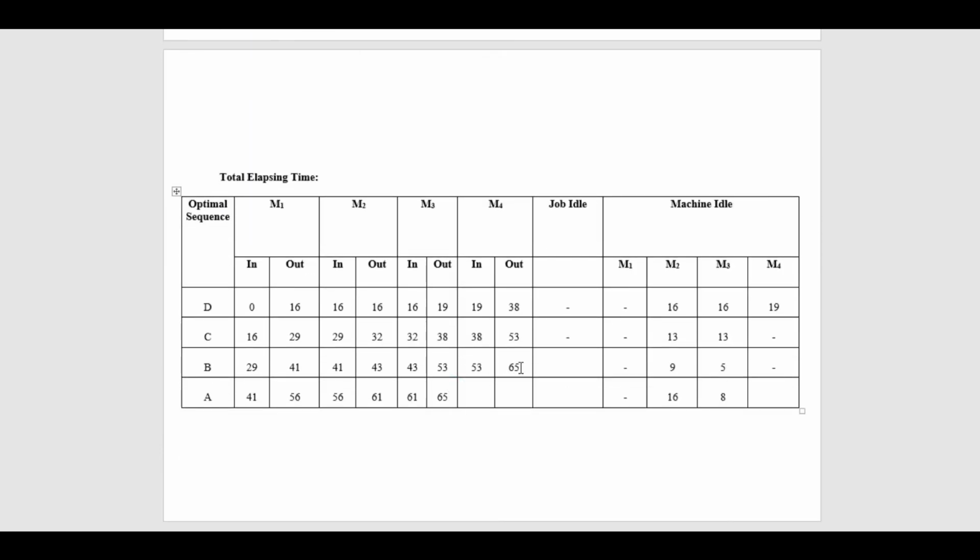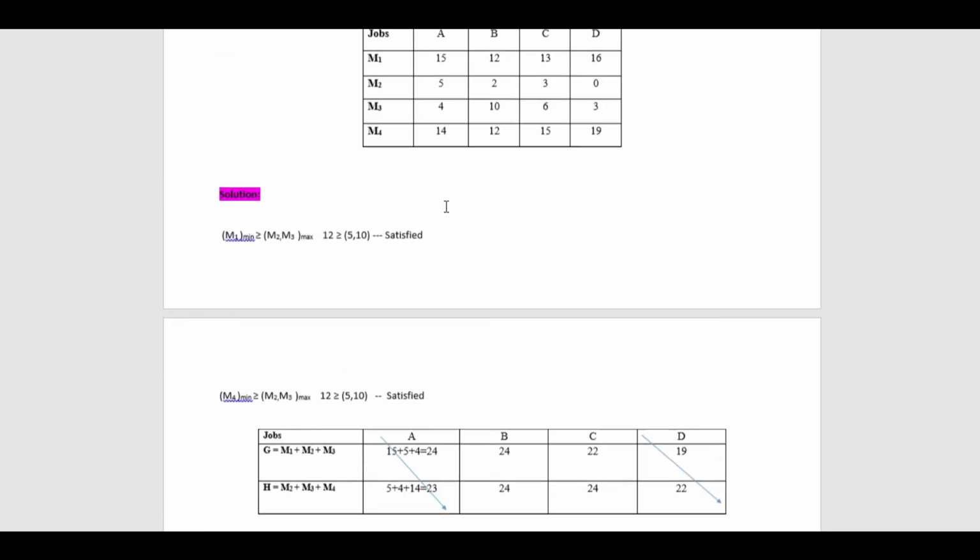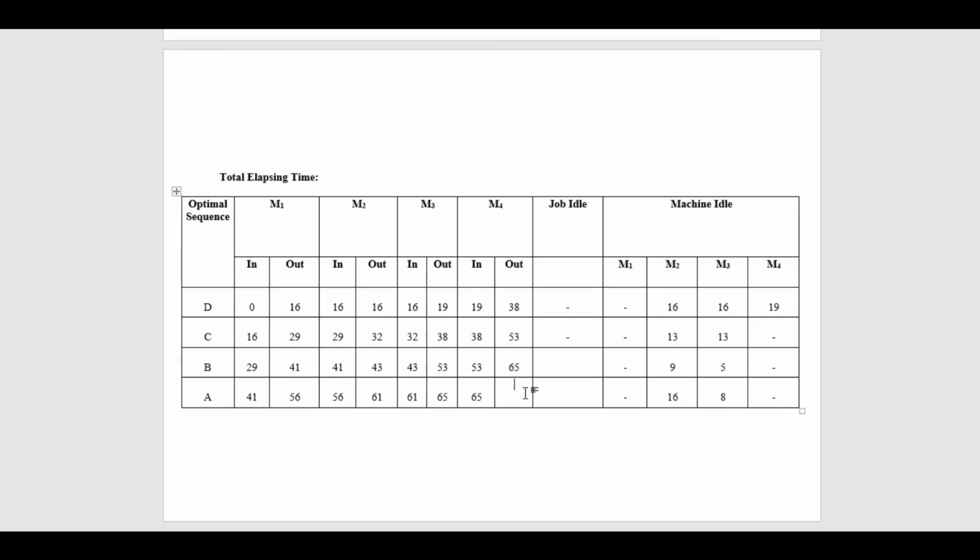Okay, so here machine 4 is available from the 65th minute. So here the job is loaded at the 65th minute, so there is no idle time in the fourth machine. So the processing time will be 14 hours, and 14 plus 65 will be 79 hours. So there is no job idle.